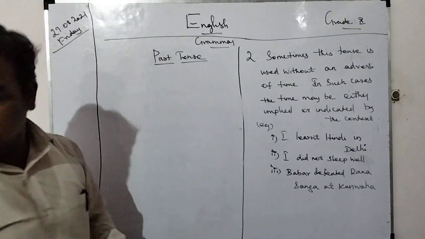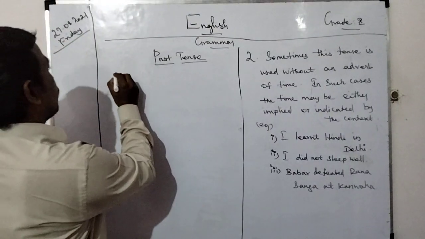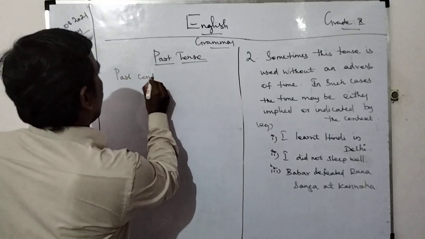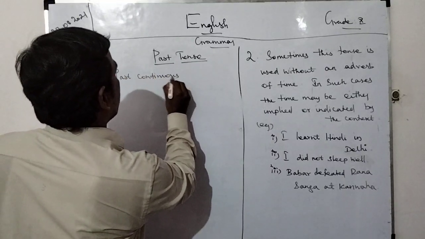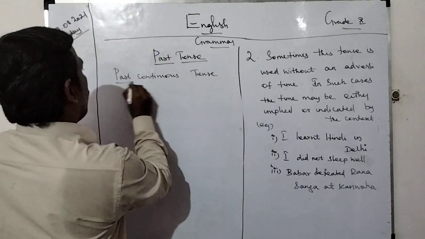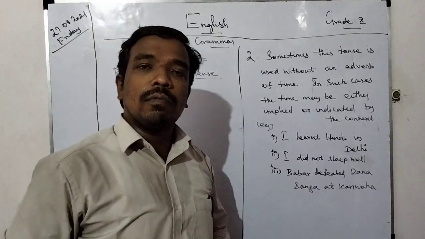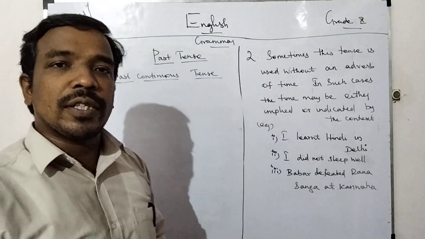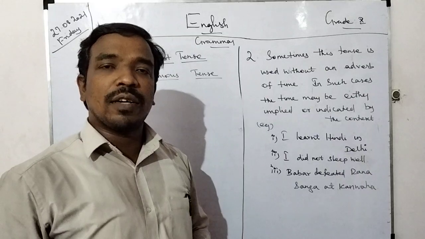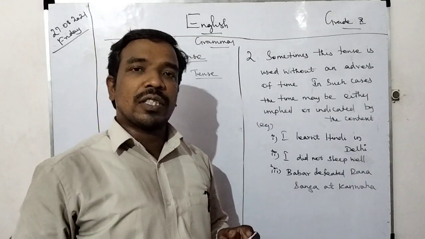Okay, for simple past we have only two rules. The next one is past continuous tense. Listen students, you know very well what is the structure of past continuous tense. Past continuous means subject plus was or were plus verb plus ing. That is the past continuous tense structure.